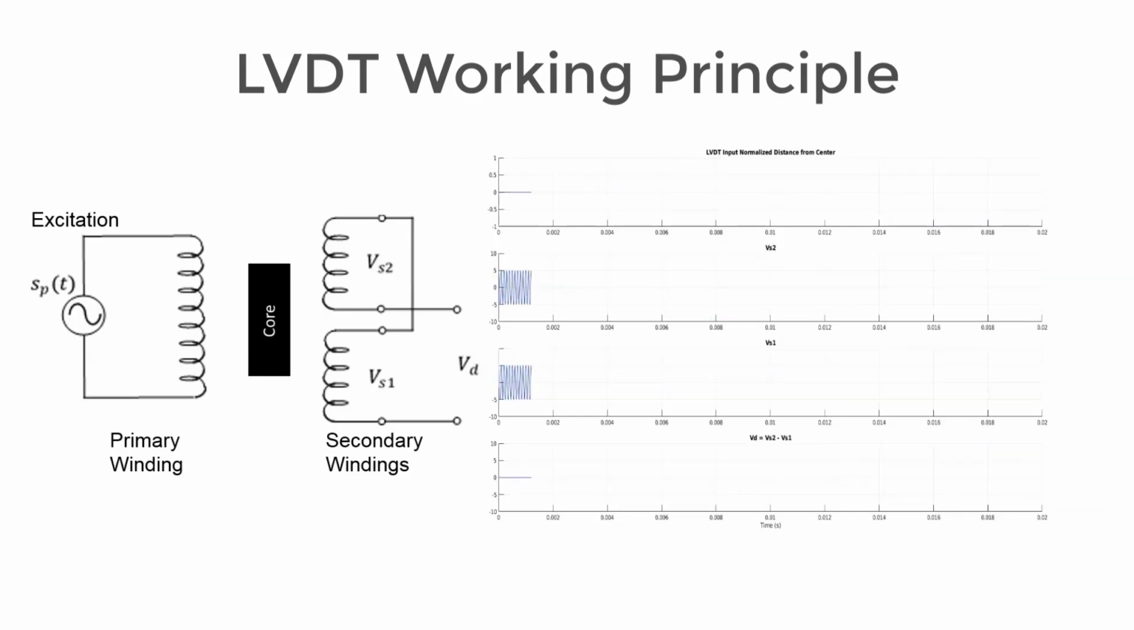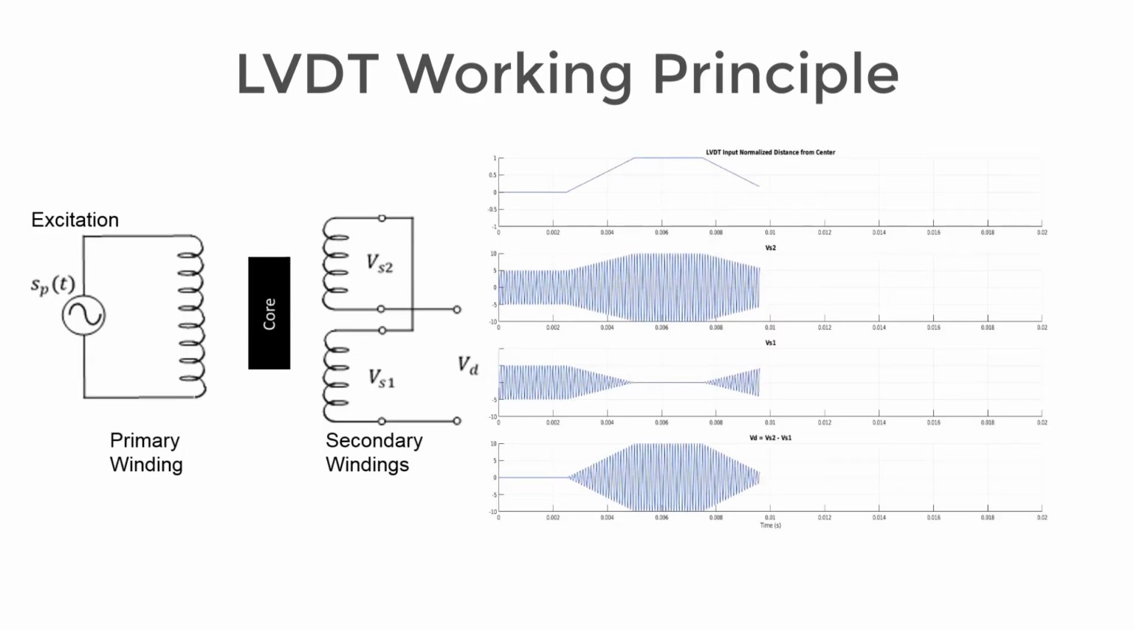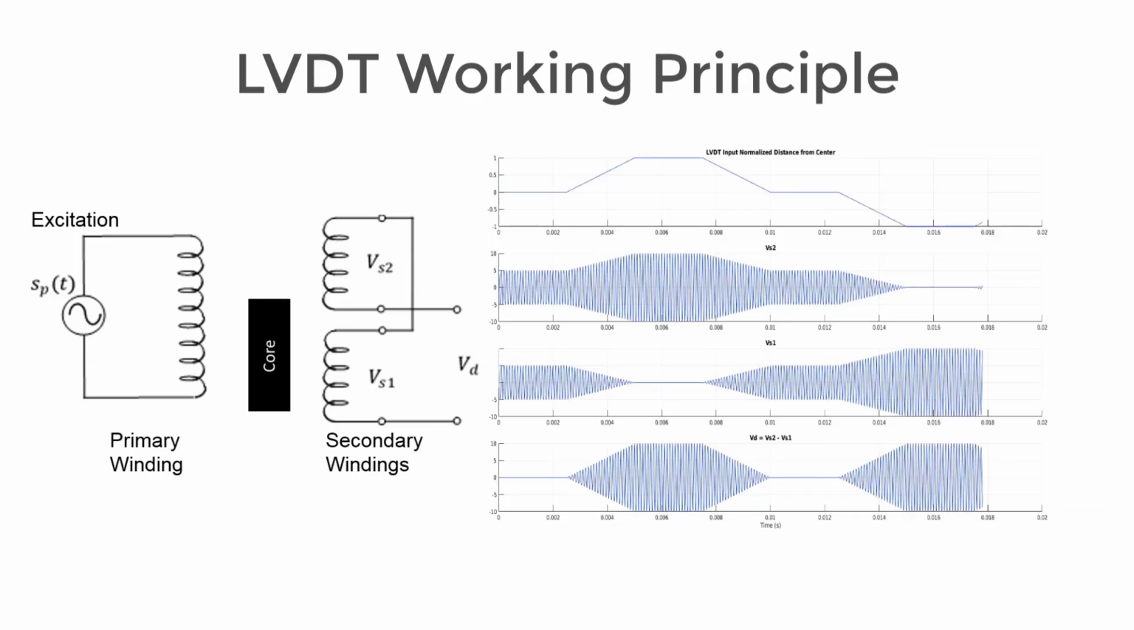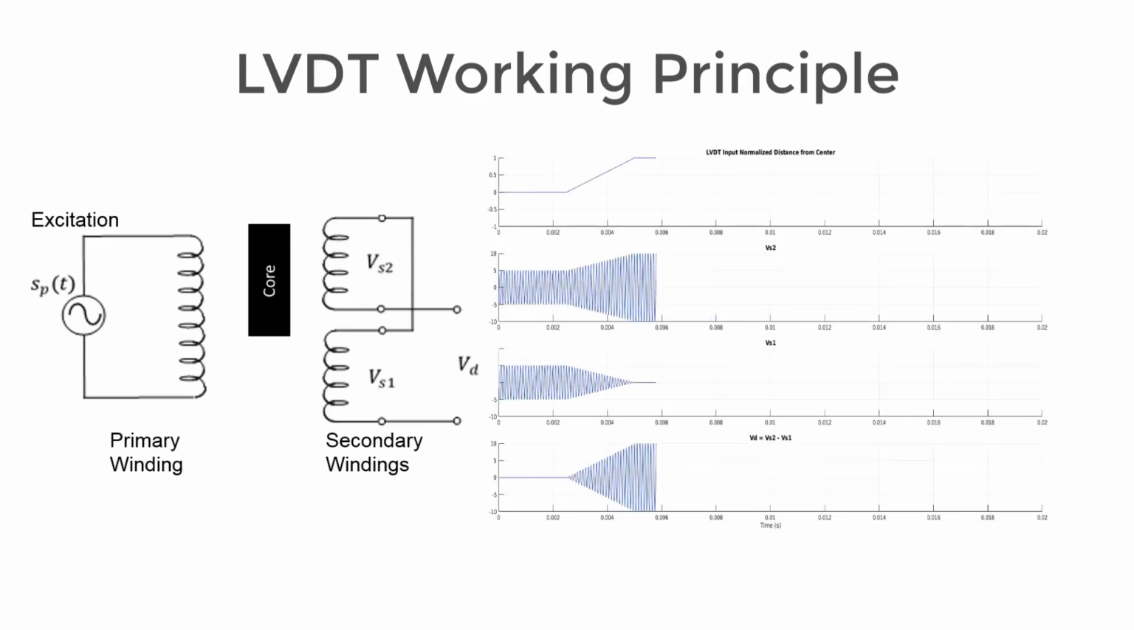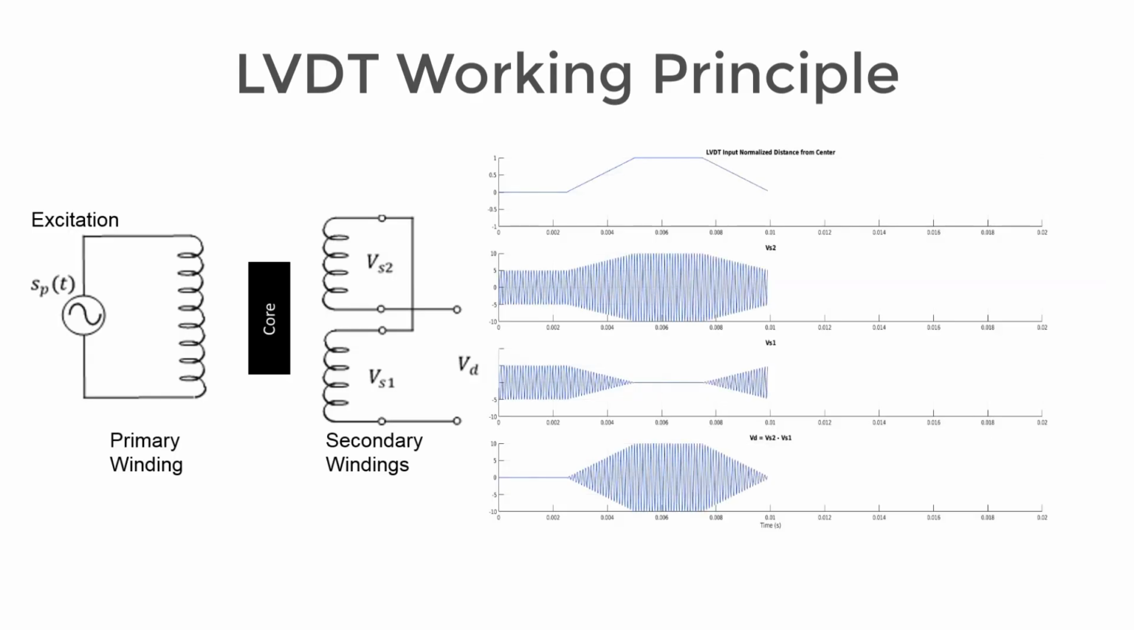So we can see on the left-hand side a circuit diagram of the LVDT. We can see as the core moves, the excitation signal across the primary winding is applied across the two secondary windings. In the FPGA demo, we will use an external signal generator for the excitation.